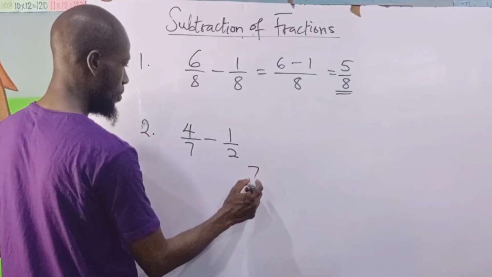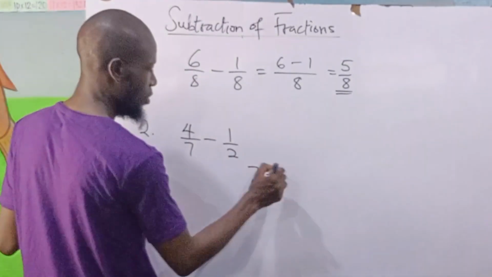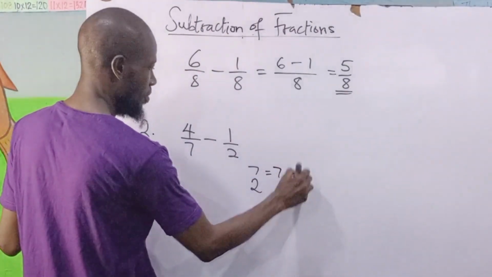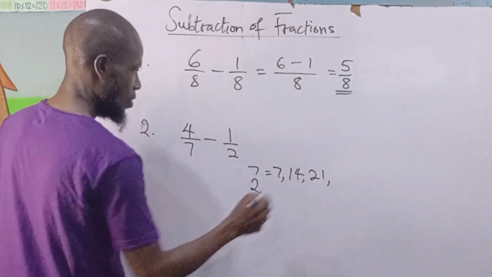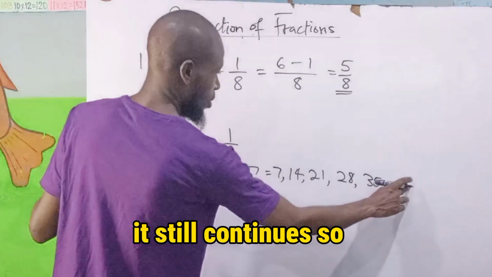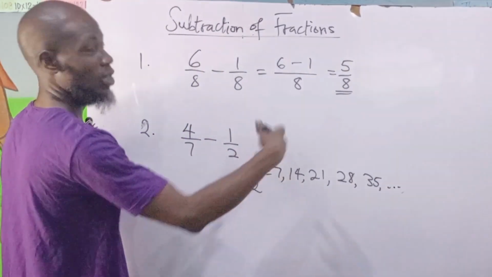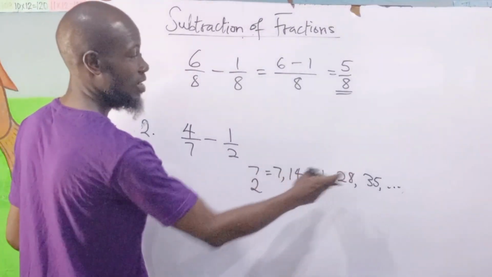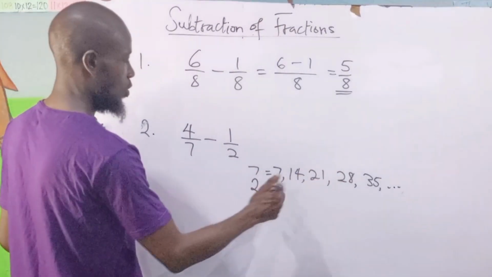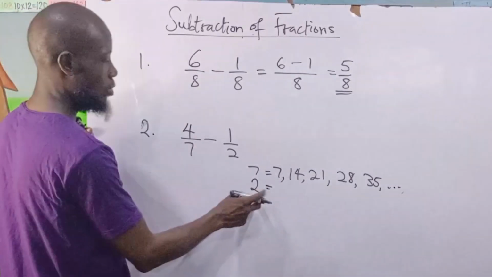We have 7 and 2. The multiples of 7, we start with 7, 14, 21, 28, 35. It still continues. So multiples are infinite, and you can still continue listing them. But let's stop there.